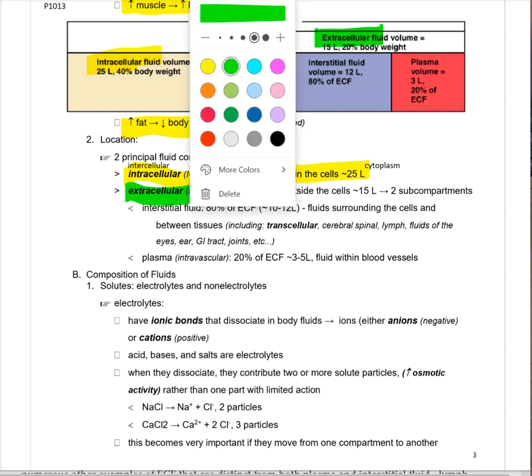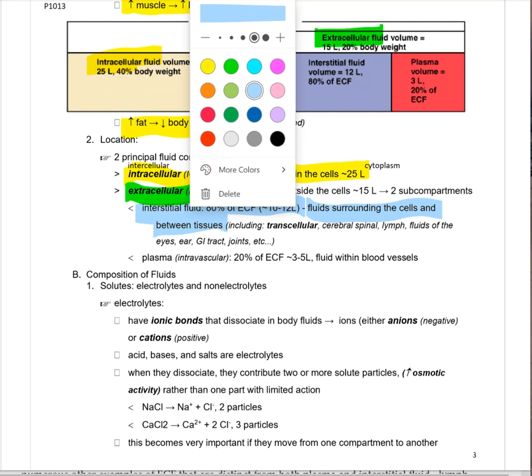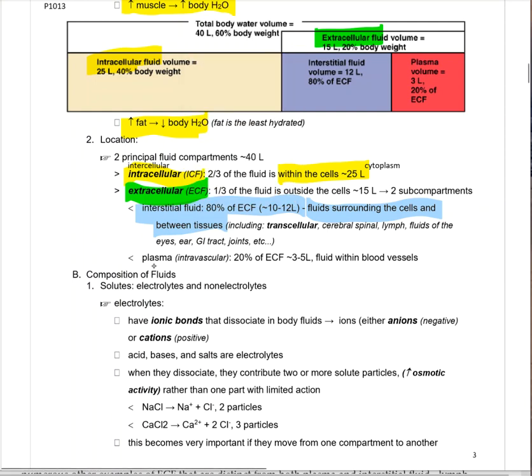We have interstitial fluid, which ends up being the majority of the extracellular fluid, and this is the fluid surrounding the cells and between tissues. This also includes cerebrospinal fluid, lymph, fluids of the eyes, ear, GI tract. Anywhere there's fluid that's not inside a cell, except for blood, is this. And our blood fluid, blood plasma, is intravascular, 3 to 5 liters, depending on the size of you, within the blood vessels themselves. Okay? So there you go.